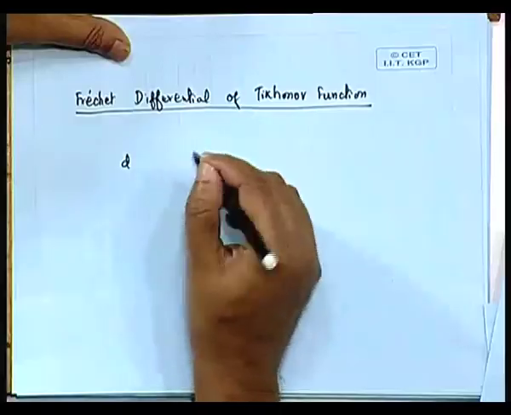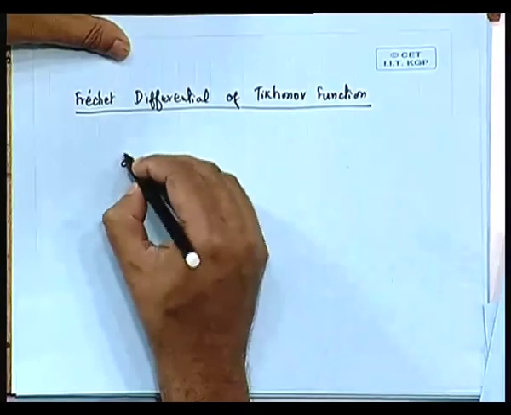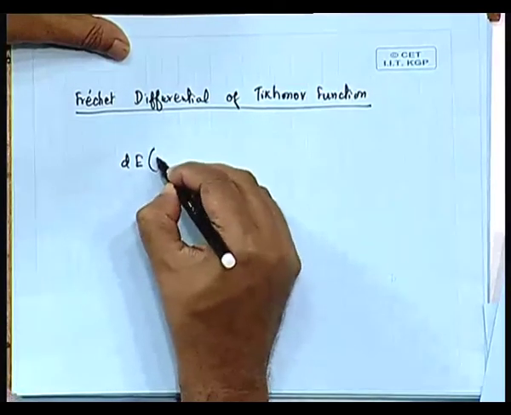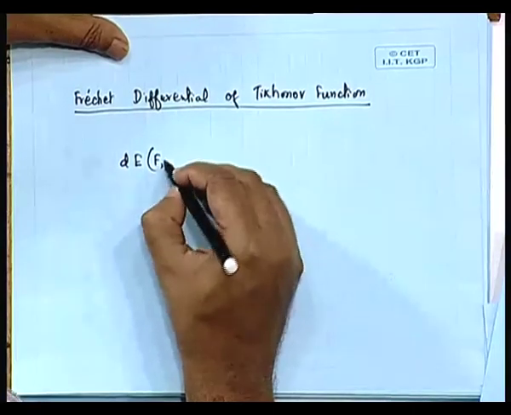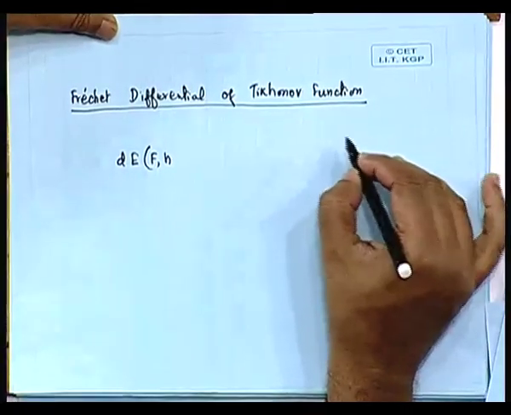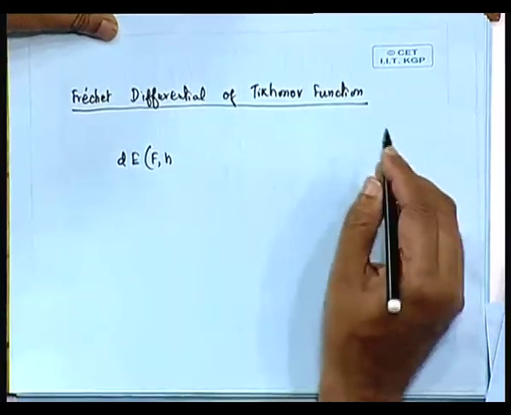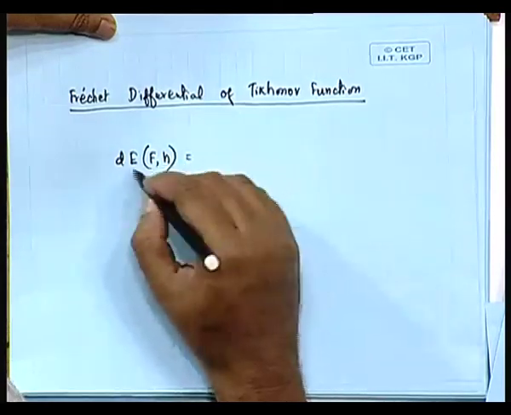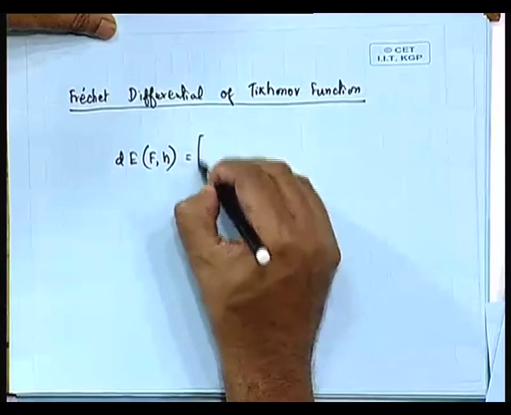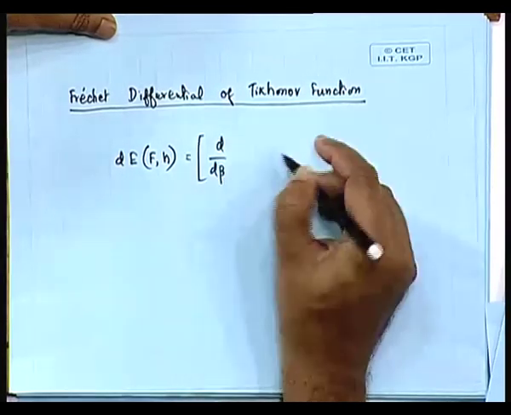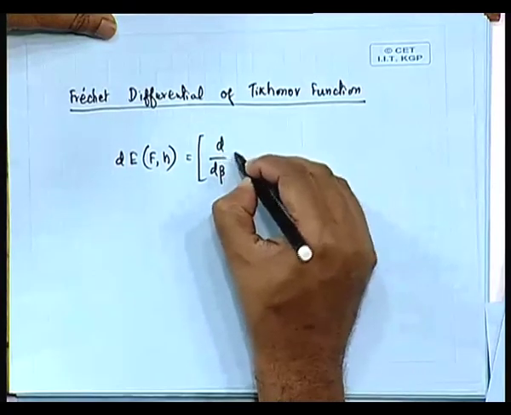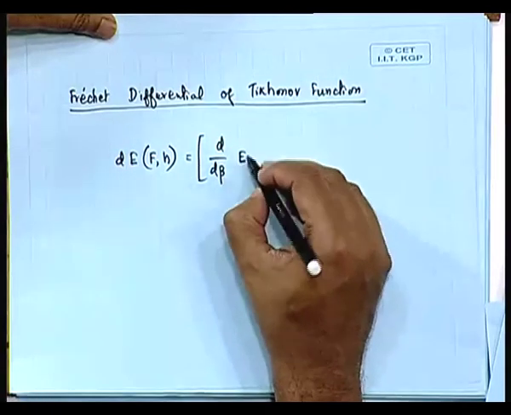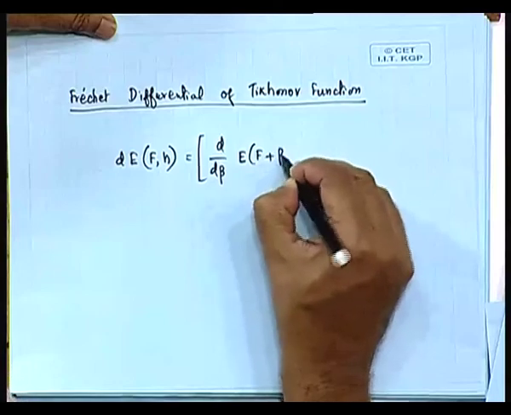And likewise, the local linear approximation to the Tikhonov functional will be given by the Frechet differential, whose definition we can write as the differential d of E. In fact, the arguments to this we are writing are not only f, but another function which we are writing as h. What this h is will be clear to you very shortly. So, we are going to write this Frechet differential as d by d beta, where we introduce a new variable beta, and we take the derivative of the functional E of f plus beta h.